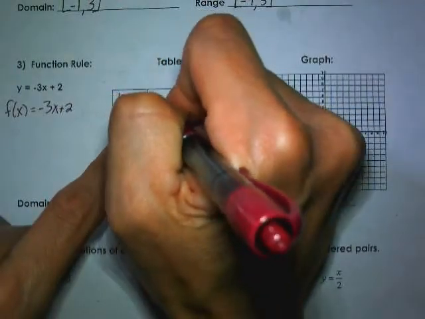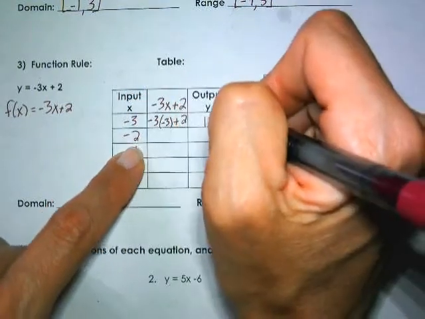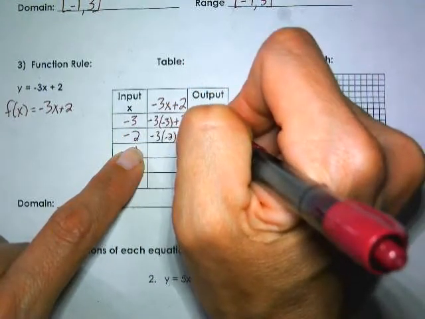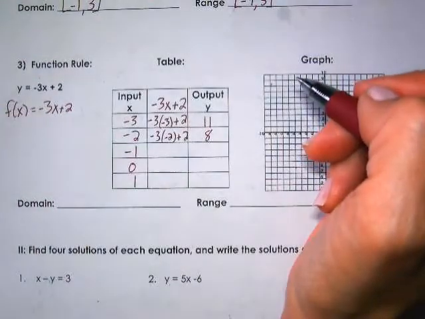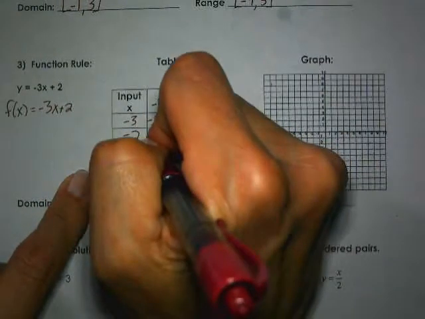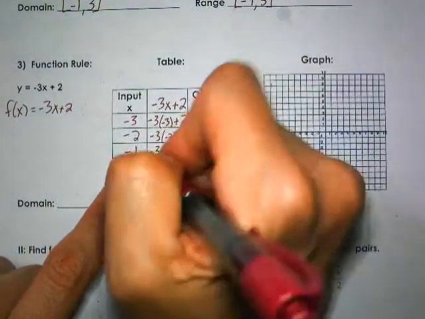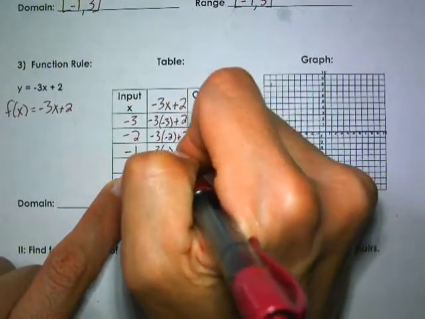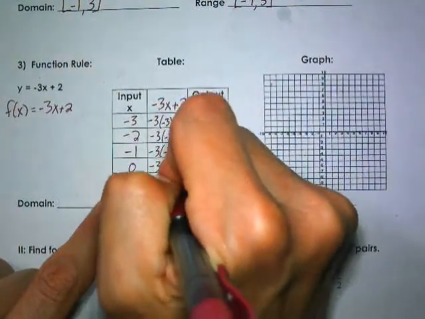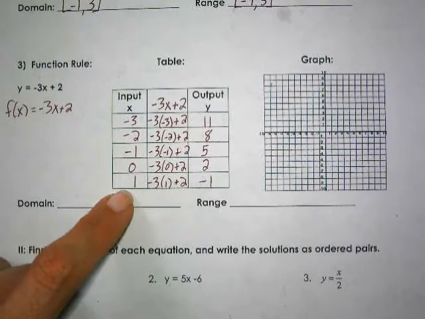So -3 times -3 plus 2 gives us 11. -3 times -2 plus 2 gives us 8. -3 times -1 plus 2 is giving us 5. -3 times 0 plus 2 gives us 2. -3 times 1 plus 2 gives us -1. So now we're going to plot our points.